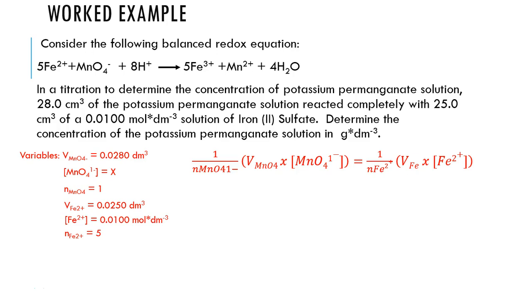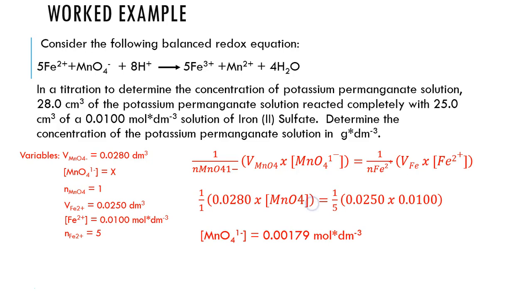So our equation then becomes this. When we plug in all the values, we should get 1 times 0.0280 times the unknown concentration is equal to 1 over 5, or 0.2, times 0.025 times 0.0100. When you plug in the numbers, you get the concentration of the permanganate ion is 0.00179 moles per cubic decimeter.